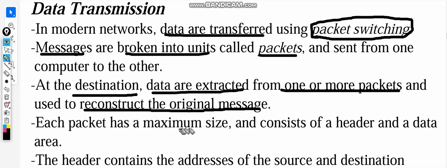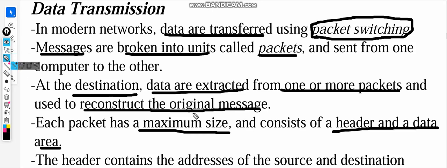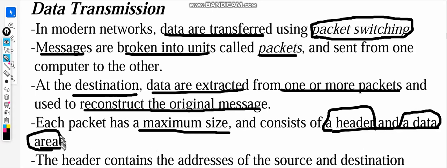Each packet has a maximum size and consists of a header and a data area. So what does the message packet contain? A packet contains a header and a data area. So data is not alone. It has something called a header in it. Each packet has a maximum size and consists of a header and a data area.